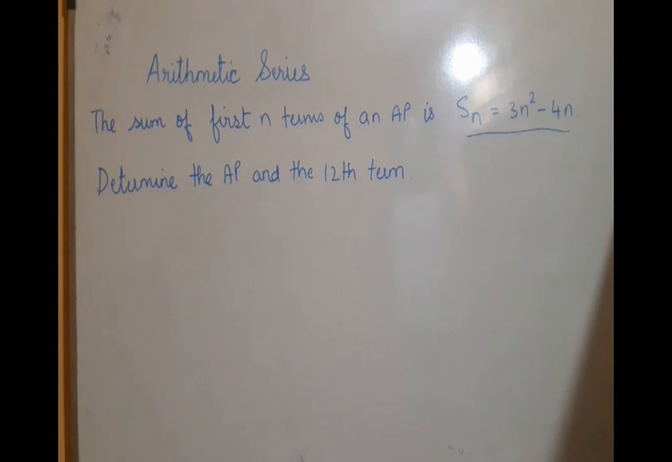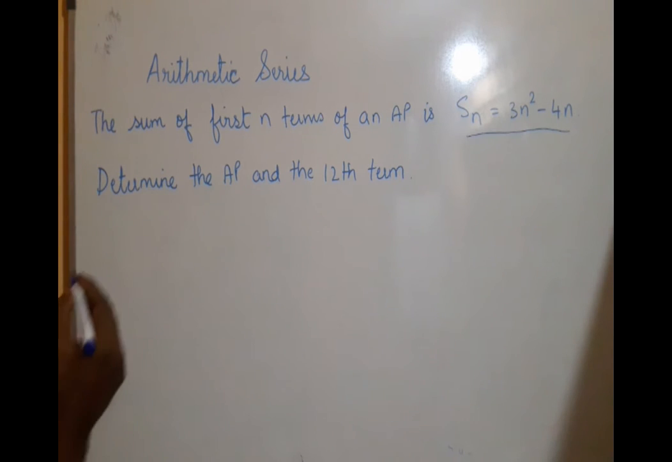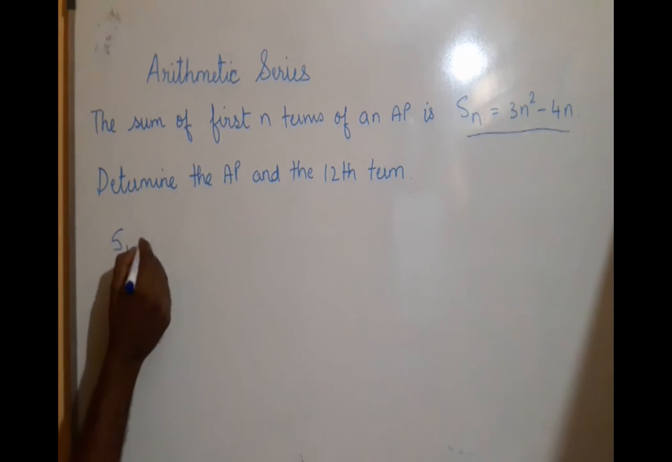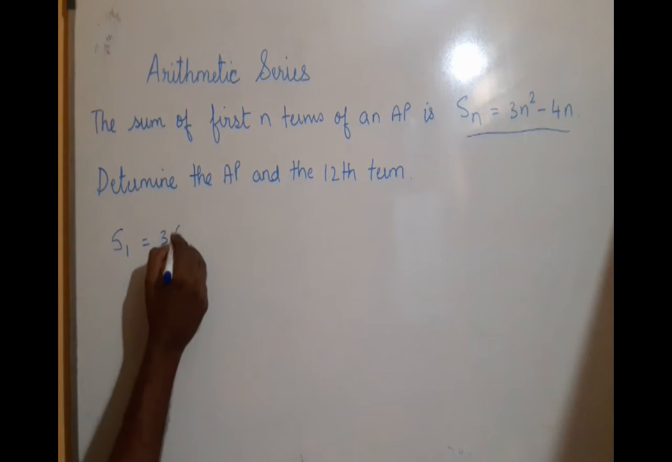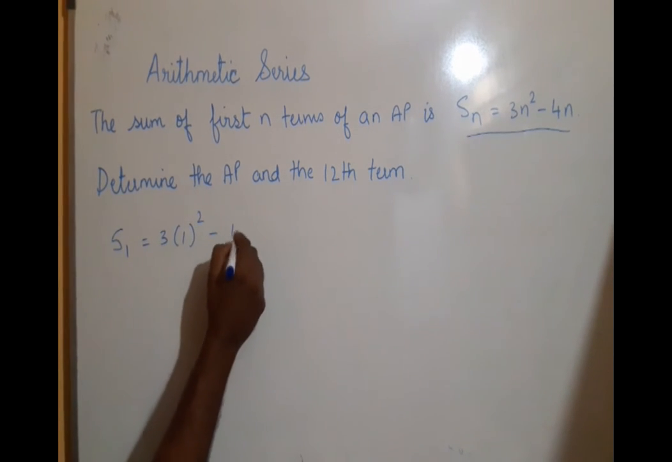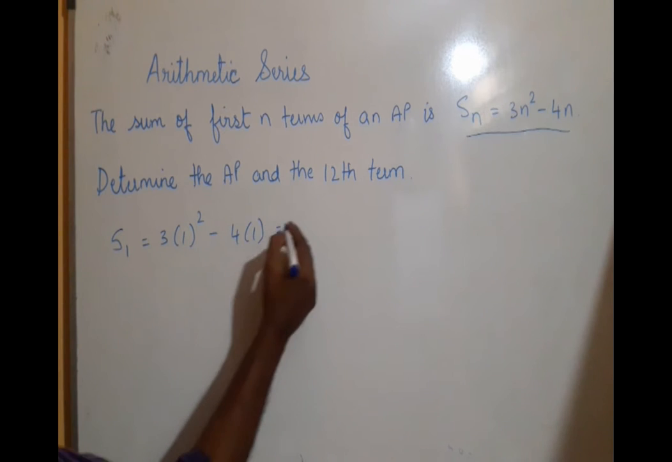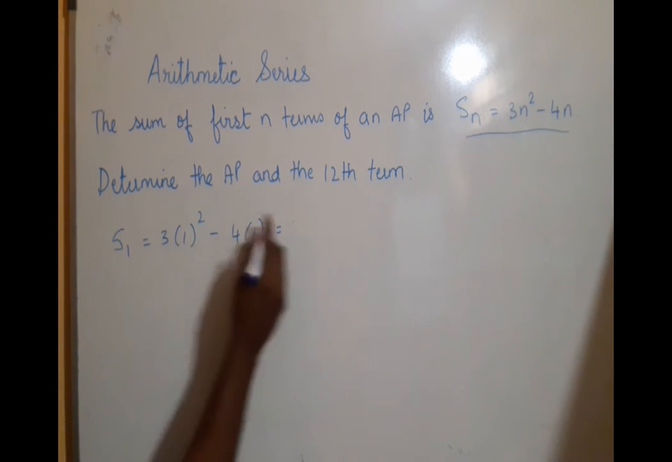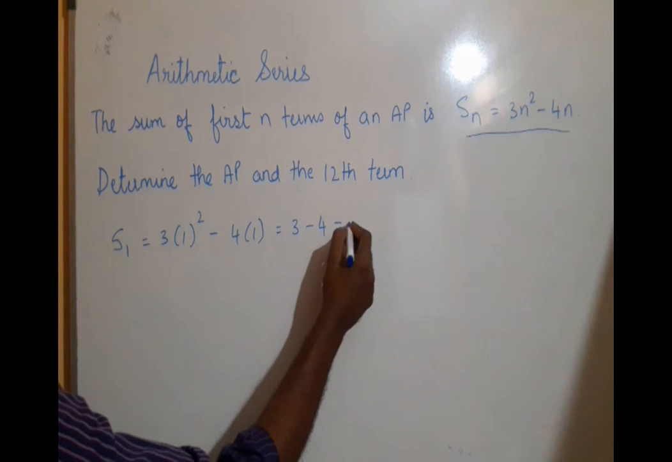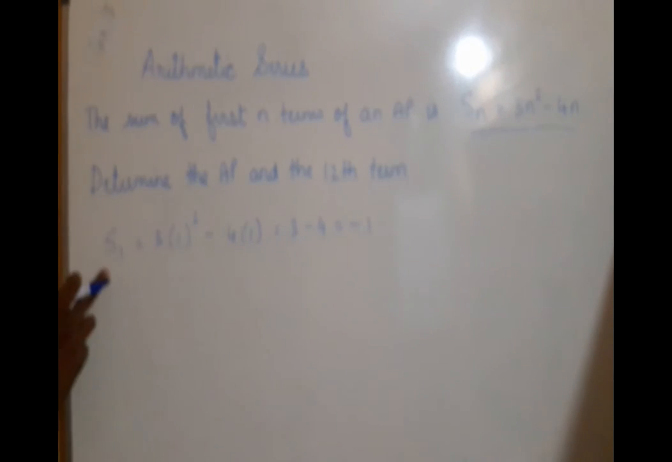This is the formula of the general term of the series, not the sequence, the series, that is the sum of the sequences. So, if I put n equal to 1, I get S1. S1 is 3n square minus 4n, that is 3 into 1 square is 3, 3 minus 4 is minus 1. Now what is the meaning of S1 equal to minus 1? In a series with only one term, the sum of one term is the term itself. I hope you are following.